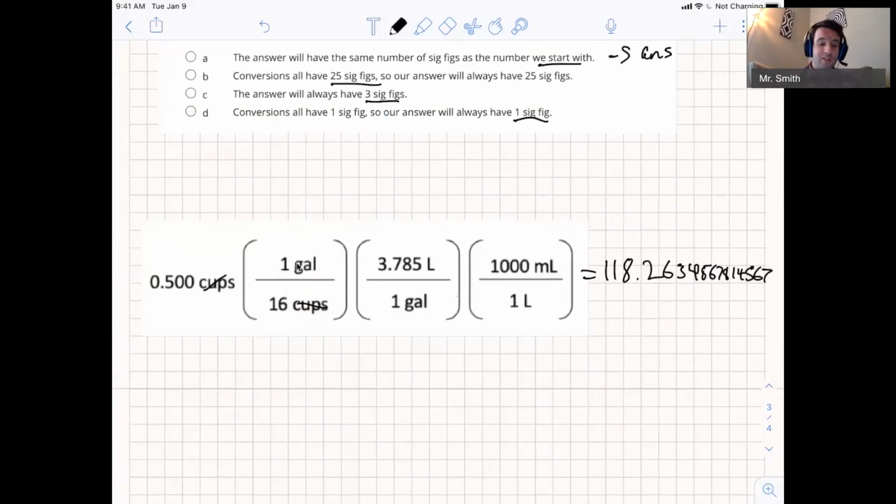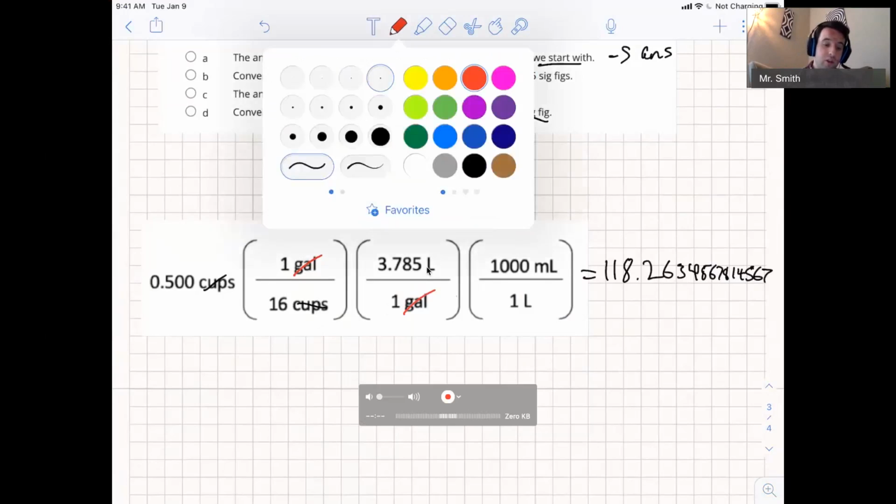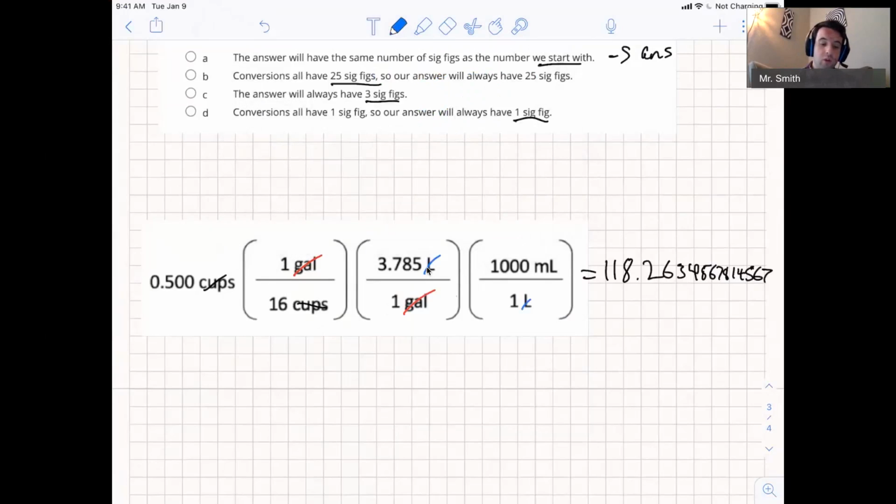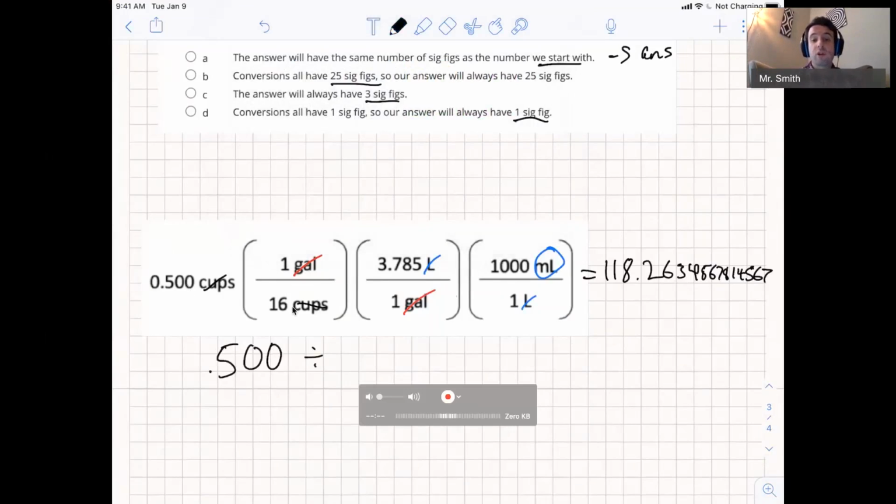So cups kind of cancel out. And then gallons also cancel out because there's about 4 liters per gallon, a little bit less, so 3.7. And then, of course, we know liters are going to cancel out here because for every 1 liter, we have a certain number of milliliters. So any good dimensional analysis person would know that we're going to start, in our calculator, with the number 0.500. We're going to divide it by every number on the bottom. So in this case, we divide it by 16.